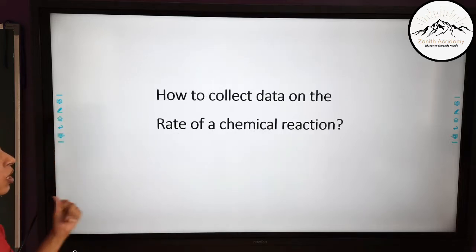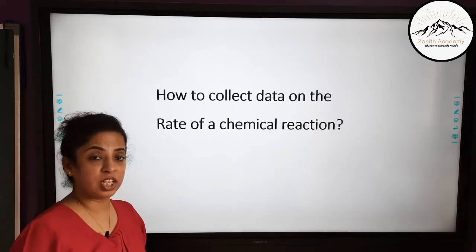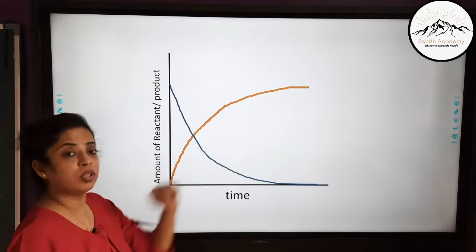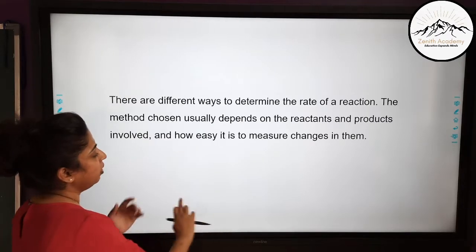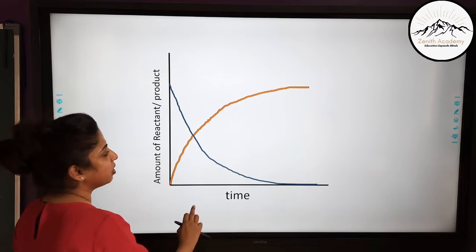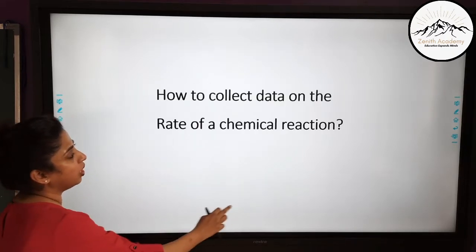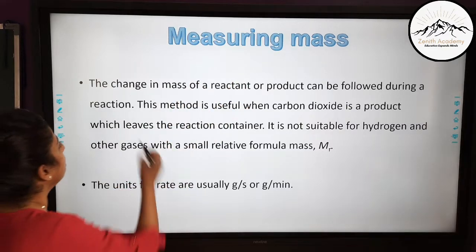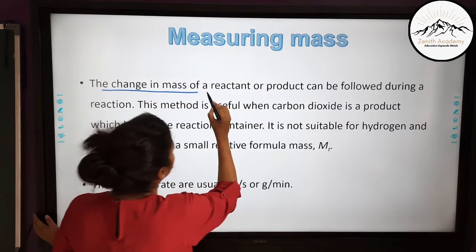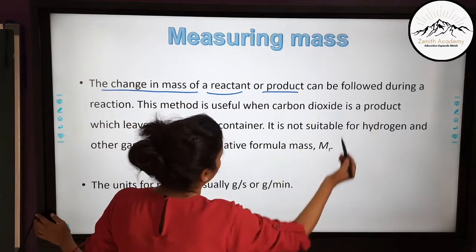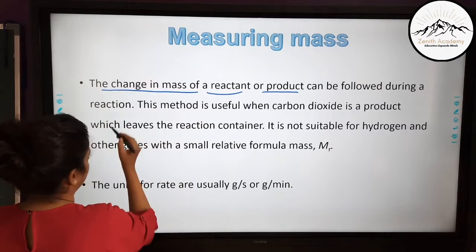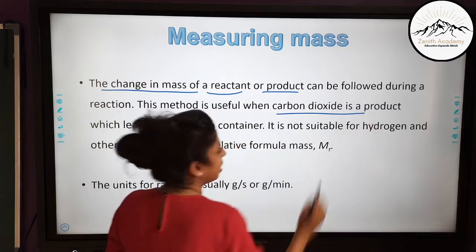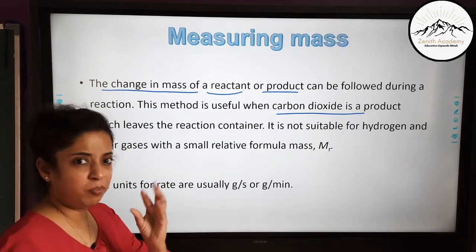Now, how to collect the data on the rate of a chemical reaction? When I showed you this graph, how can you draw this graph? For drawing any graph, you need some data. So let us see how to collect this data. So first method is measuring mass. The change in mass of a reactant or a product can be followed during a reaction. Now this method is useful when carbon dioxide is a product. So the product should be a little bulky.